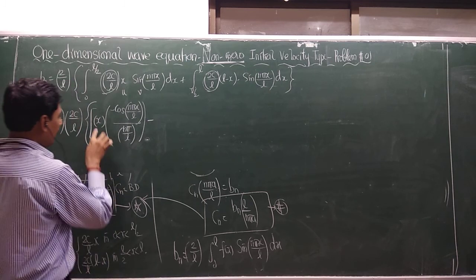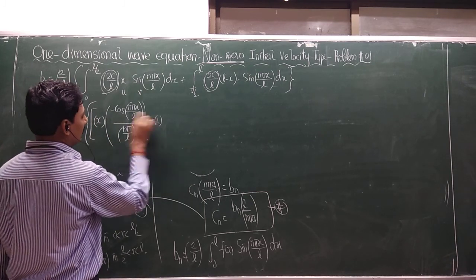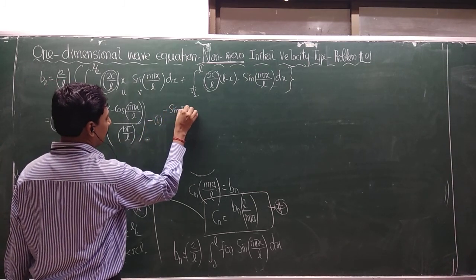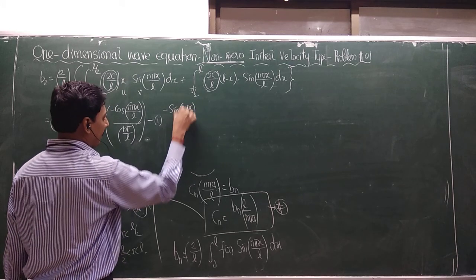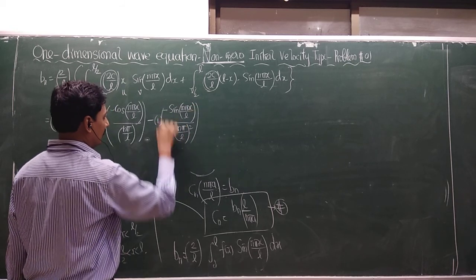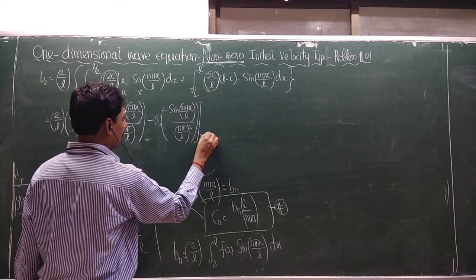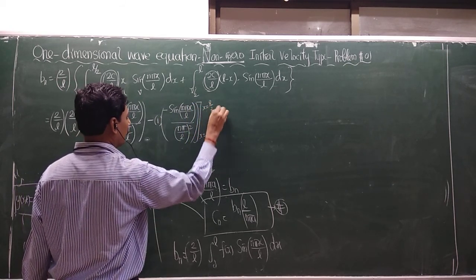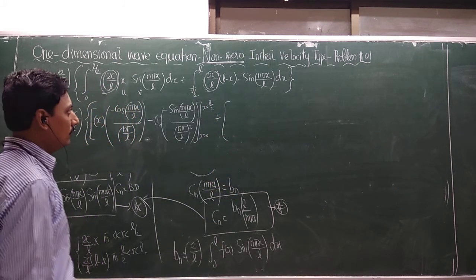Minus formula, minus x with respect to x, 1. This becomes minus sin n pi x by L by n pi by L to the whole square, with the limit x is equal to 0 to x is equal to L by 2, plus the second one.